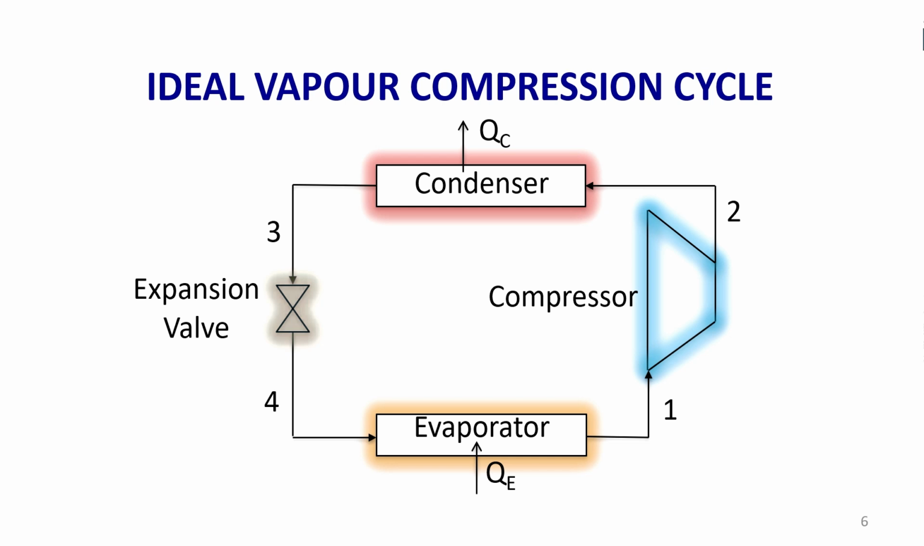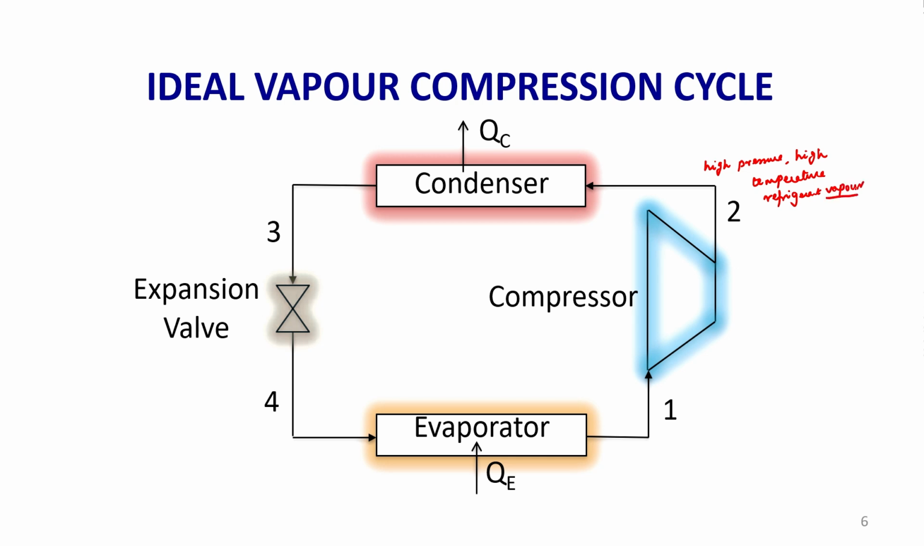So the condition of the refrigerant at state point 2 is high pressure and high temperature, so here it is high pressure, high temperature refrigerant vapor. Refrigerant is the working substance which is used in refrigeration or air conditioning applications. So high pressure and high temperature refrigerant vapor.